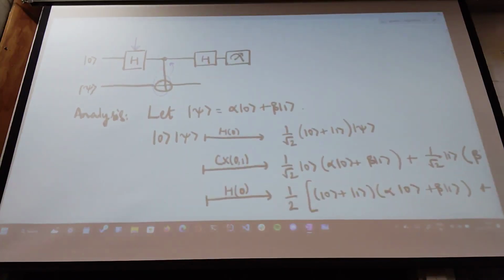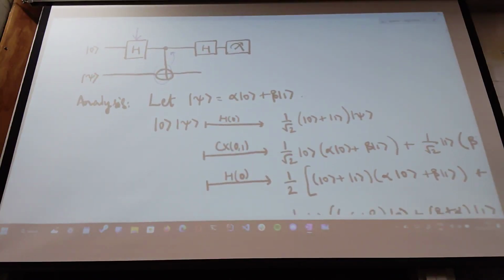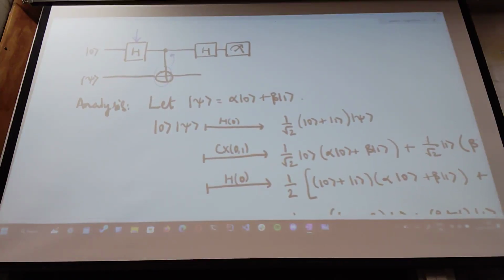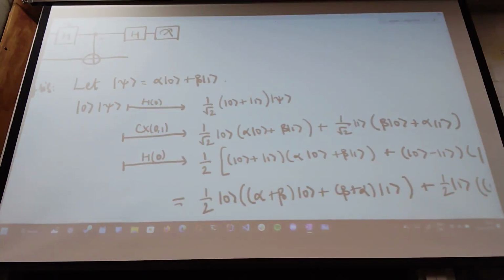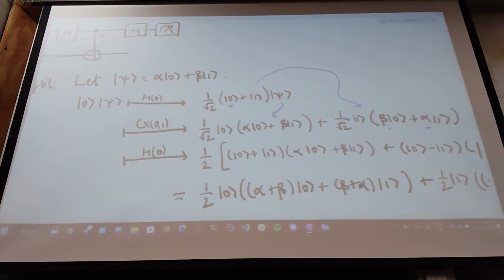So we get the following state here. So if this was 0, psi gets carried over directly. But if it was 1, we flip the bit psi, because that's what the X gate does, if you recall from last lecture.